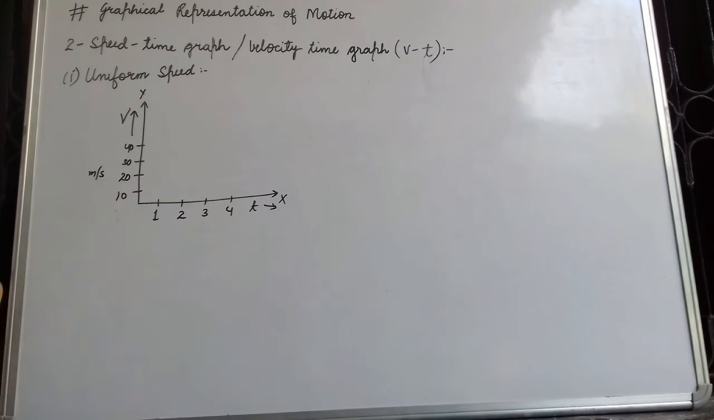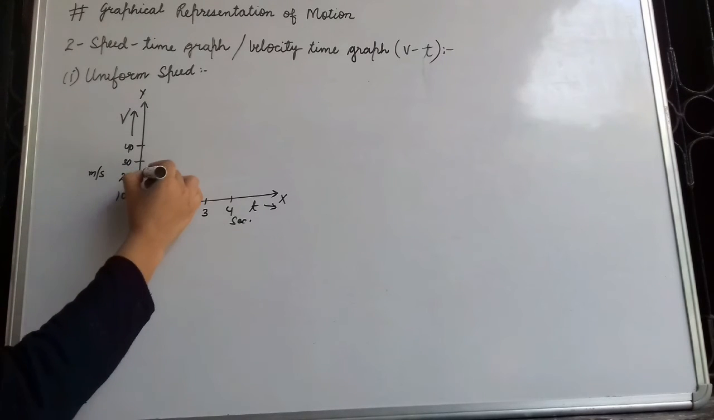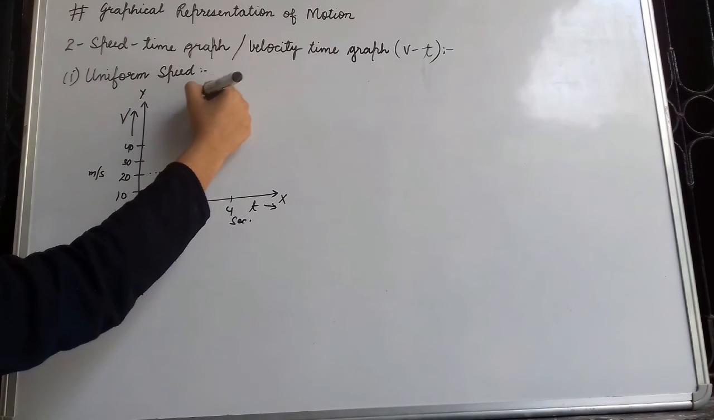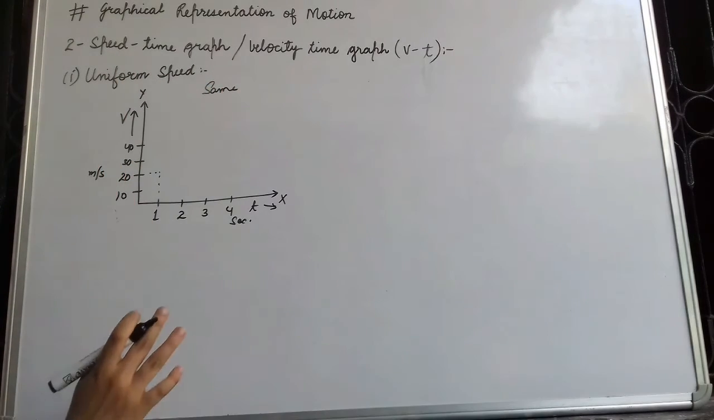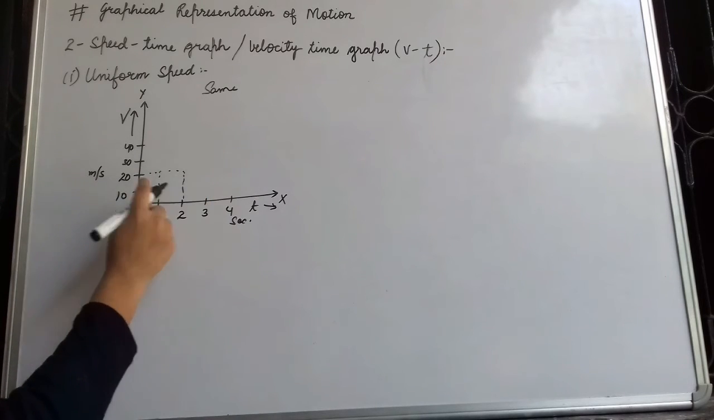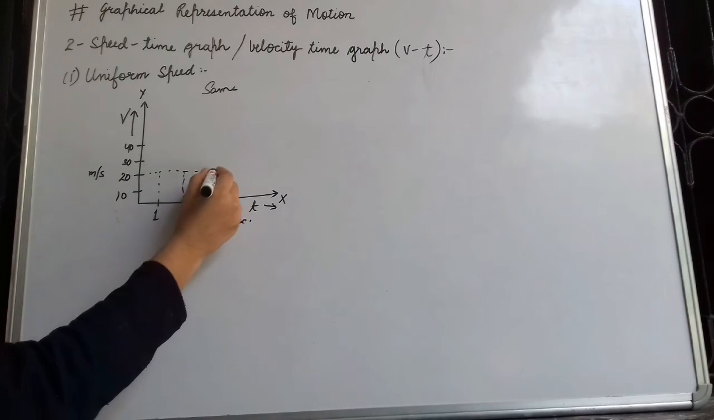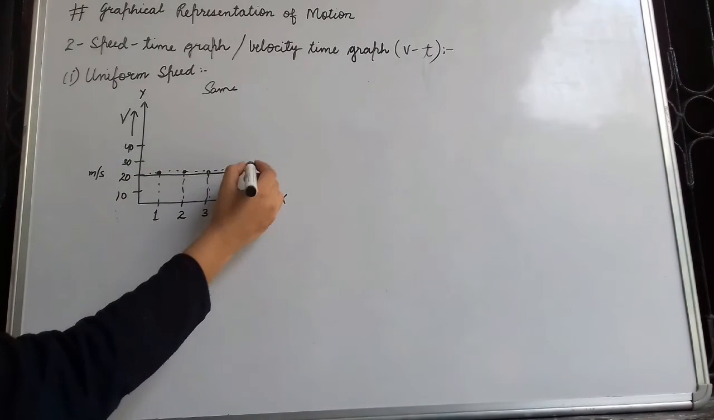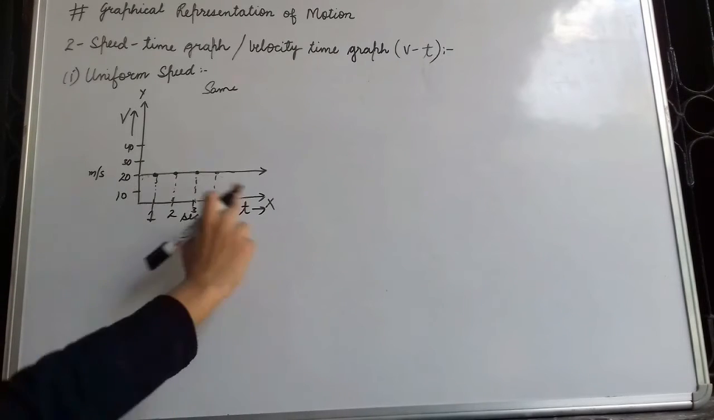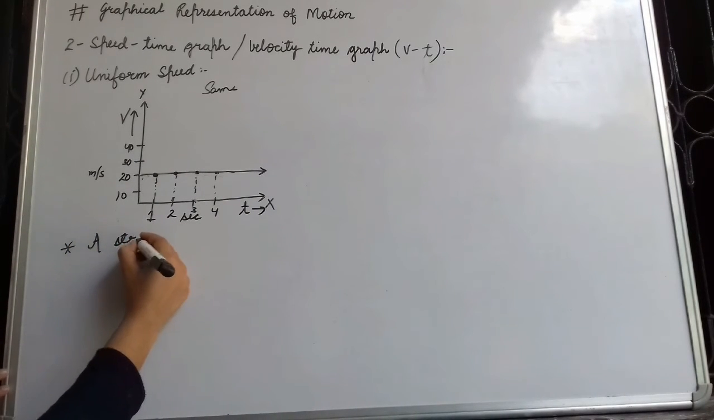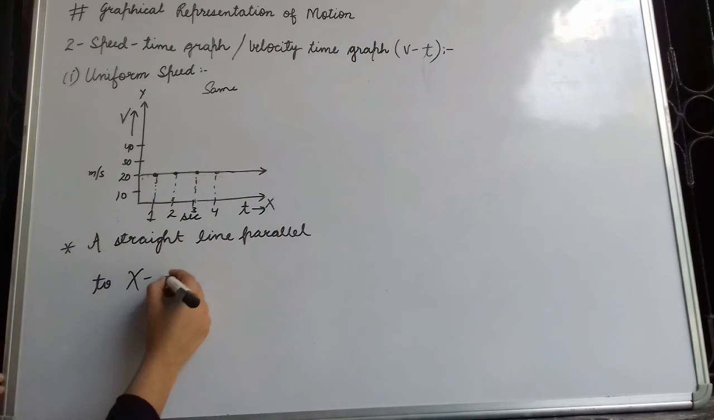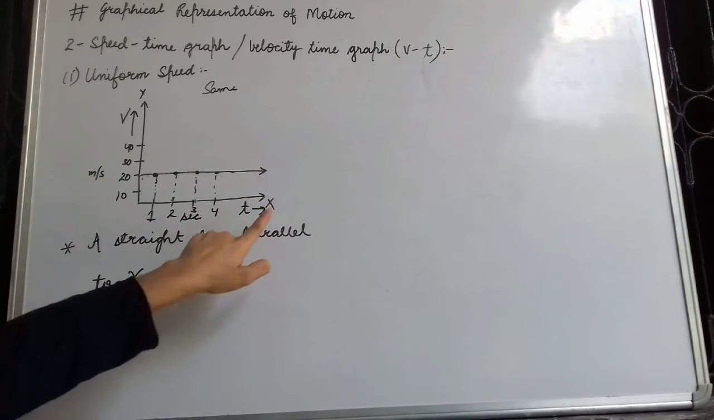Now it's uniform speed, so it will have a constant speed. Let's suppose in the first second it has covered 20 meters per second, then it will remain the same because it's uniform speed. So in the next 1 second also the speed will remain 20 meters per second. When we join all the meeting points, we will get a straight line again parallel to the x-axis. So we can say that the speed time graph for uniform motion is always a straight line parallel to the x-axis.